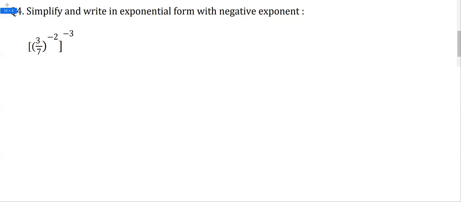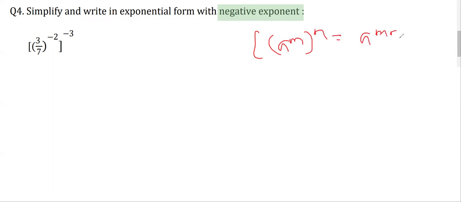In question number 4, we have to simplify this and write the exponential form with a negative exponent, right? It's very important to remember that we need the answer in negative exponent. Now, the property we'll be applying here is that a raised to the power m, whole raised to the power n, is a raised to the power mn. That means if you have a raised to the power 3 whole raised to the power 7, it should be a raised to the power 3 into 7, that is 21.